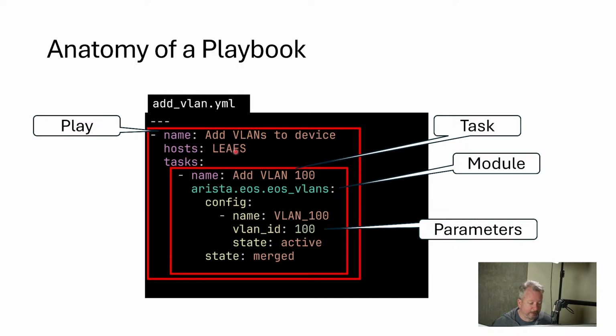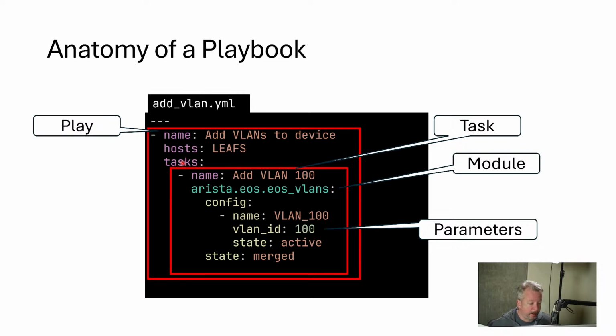The hosts is leafs. So we can put either a host in for the hosts, like leaf 1, leaf 2, leaf 3. We can put them in comma delimited format, leaf 1, comma, leaf 2, comma, leaf 3. Or we can specify a group. That's probably the best way to do it, is just to specify a group. But you could do a combination. You can do multiple groups. You can do hosts and groups, all separated by commas.